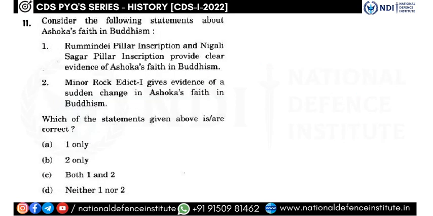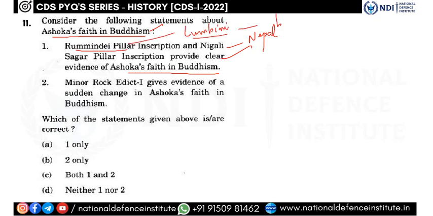Next, consider the following statements about Ashoka's faith in Buddhism. The Rumini Devi pillar inscription and the Nigali Sagar pillar inscription provide clear evidence of Ashoka's faith in Buddhism. Both of these pillar inscriptions are in present-day Nepal. Rumini Devi, in olden times, was called Lumbini, the birthplace of Gautama Buddha. In the Rumini Devi pillar inscription, Ashoka mentioned his travel to Lumbini, and the Nigali Sagar pillar also talks about Ashoka building many viharas and stupas near the Nepal region. Both talk about Ashoka's faith in Buddhism.